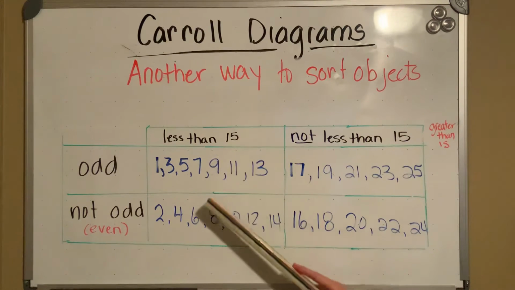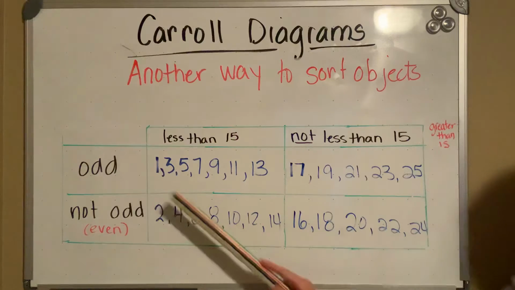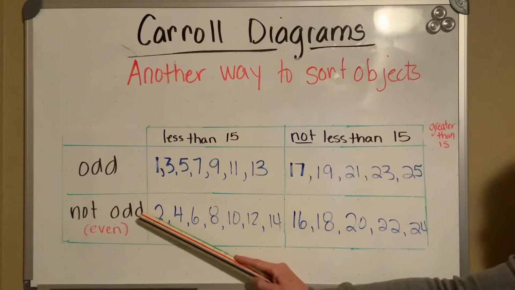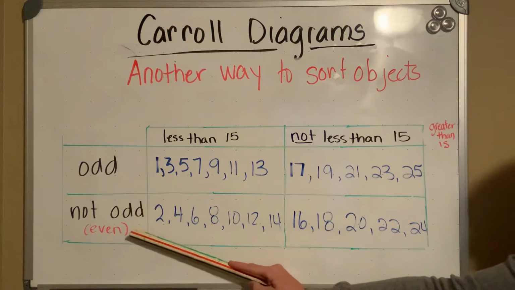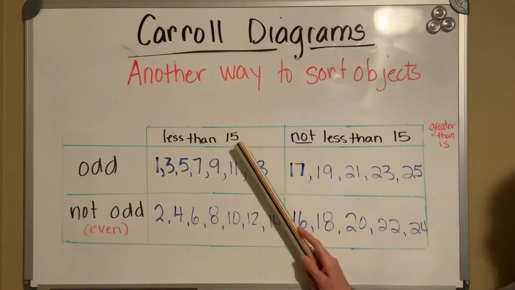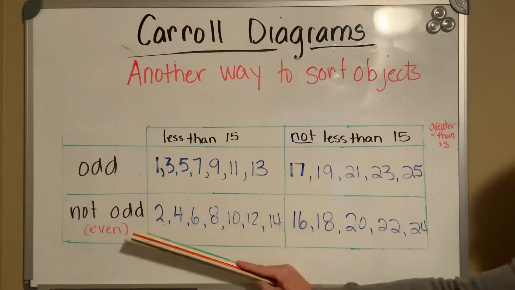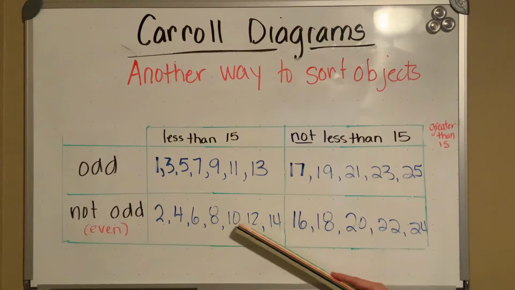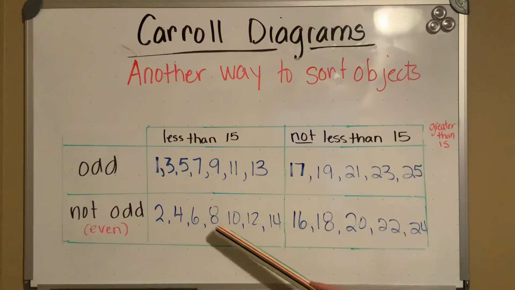So then you have to go over here. Instead of being odd numbers, they say not odd numbers. So then you figure out, well, if they're not odd, they must be even. So now we need numbers less than 15 that are even. So then you have 2, 4, 6, 8, 10, 12, 14, because they're less than 15 and they're all even numbers.